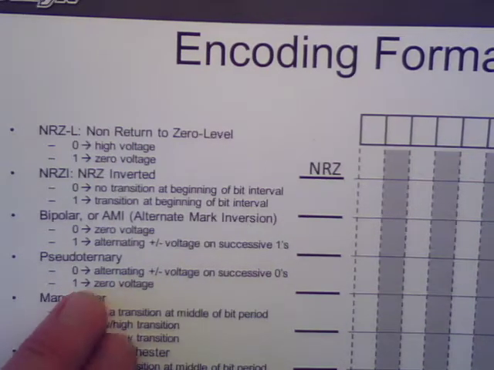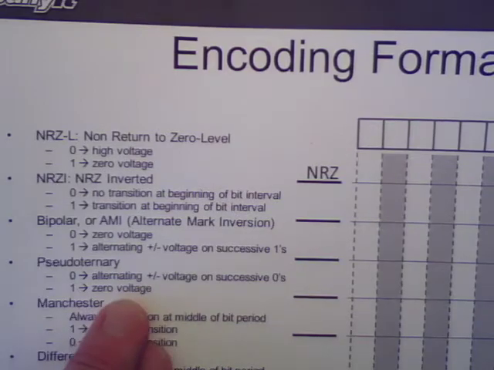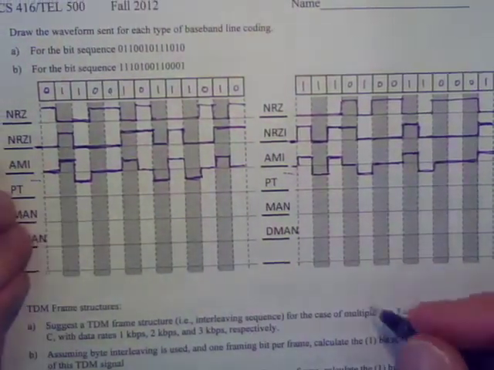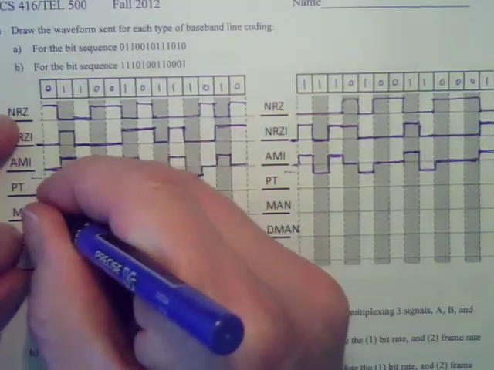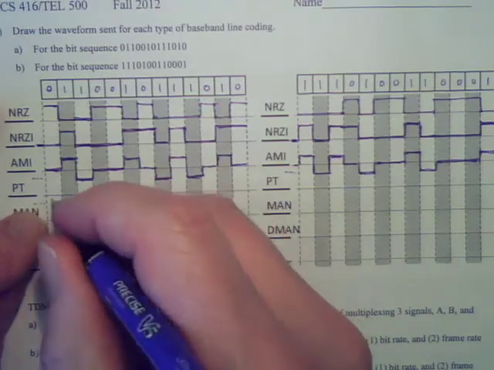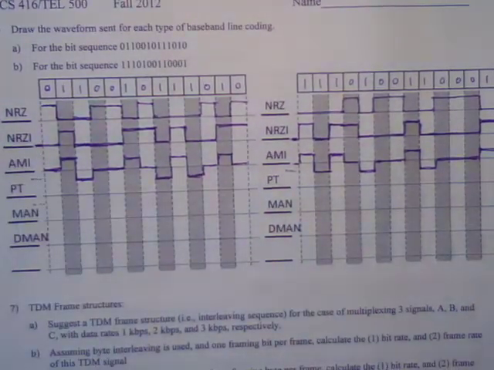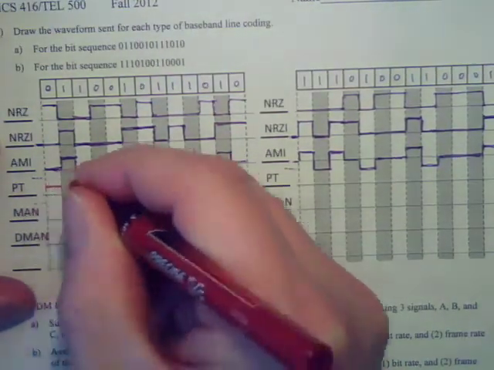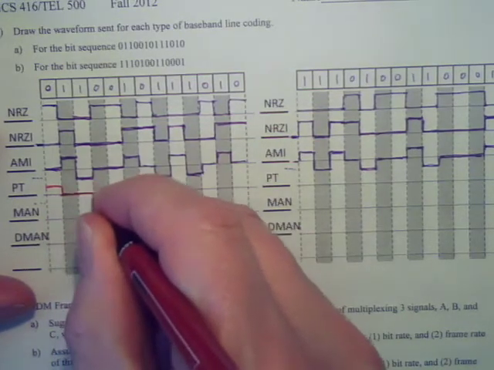It's just the opposite of bipolar. It's alternating plus and minus on successive zeros, but a 1 gives a 0 voltage this time. So let's see, a 1 gives a 0 voltage. Let's assume that the last non-zero was negative for the PT, and then we'll go positive on this 0 value. On these two 1s we get a 0 voltage.